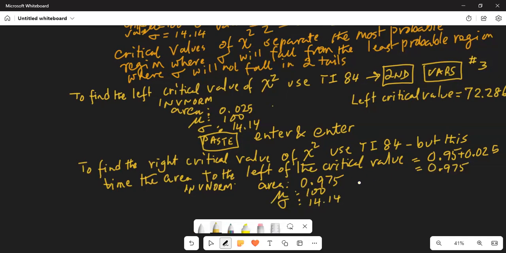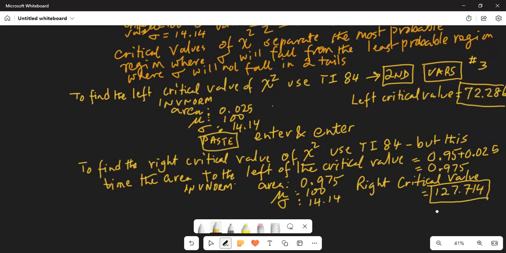And the critical value, the right critical value, is equal to 127.714, you might say. So these are the two critical values we will use to calculate the 95% confidence interval first for the variance, and then we'll take the square root to get the 95% confidence interval for the standard deviation.